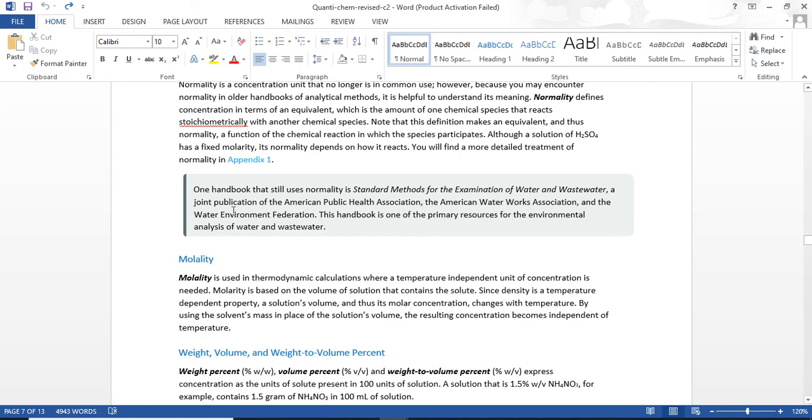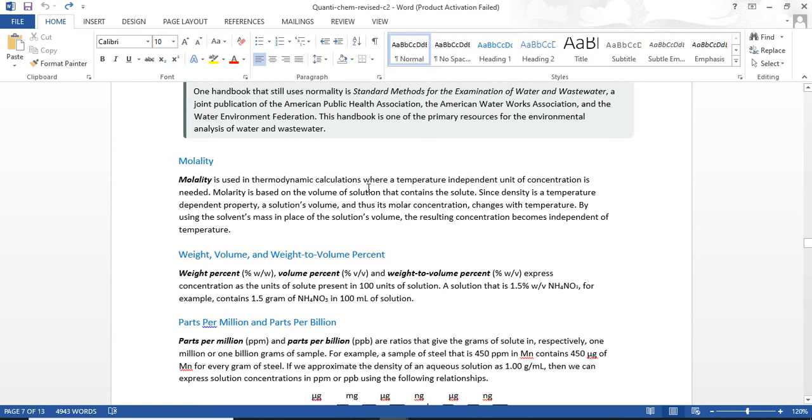Now, molality. Molality is used for thermodynamic calculations where a temperature-independent unit of concentration is needed. Molarity is based on the volume of solution that contains the solute. Since density is a temperature-dependent property, a solution's volume, and thus its molarity, changes with temperature. By using the solvent's mass in place of the solution volume, the concentration becomes independent of temperature.